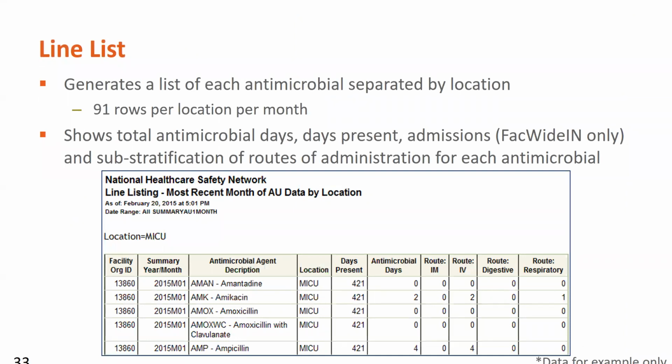So first I wanted to cover the line list. That generates just your basic list of each antimicrobial separated by location. For each individual patient care location, I'm going to have 91 rows that show my antimicrobial days and then my substratified routes of administration. It also shows the denominator, the days present, so you'll be able to see how many days present were reported for that given unit.